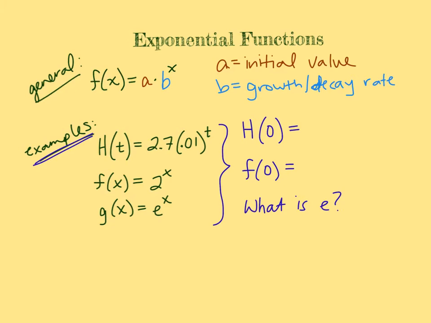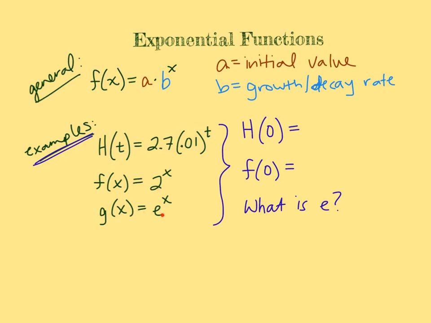So that is in general what an exponential function is. I wouldn't worry too much about this part up here. I'm just defining it. Let's take a look at some examples. These are 3 examples of exponential functions. This first one is h of t equals 2.7 times 0.01 to the t. All right, so this 2.7 is our initial value, and the 0.01 is our decay rate because it's between 0 and 1. The second one, f of x, is 2 to the x. A is actually 1 here. We just don't see it. We wouldn't write 1 times 2 to the x. So this is a growth function because 2 is greater than 1.